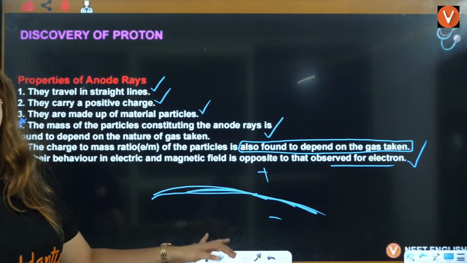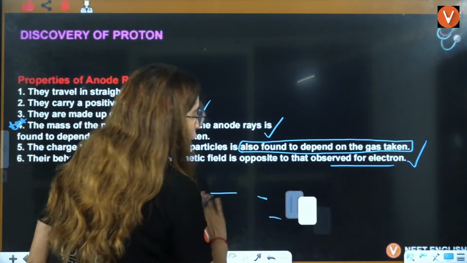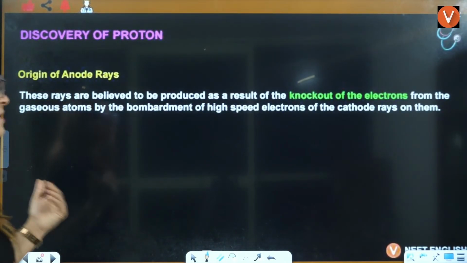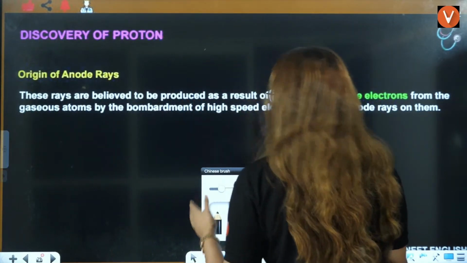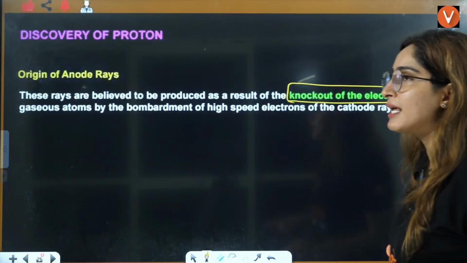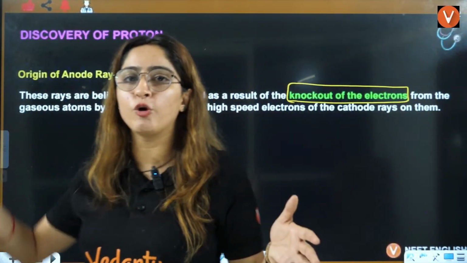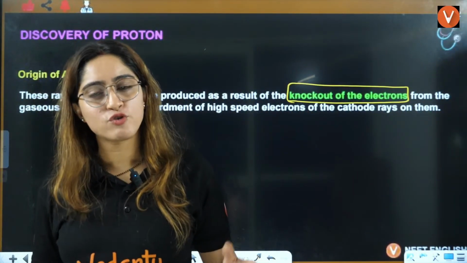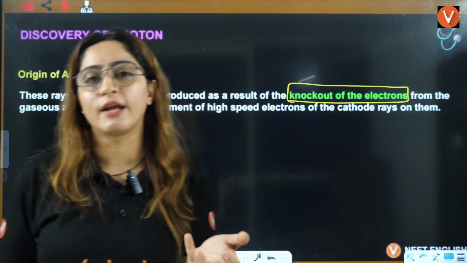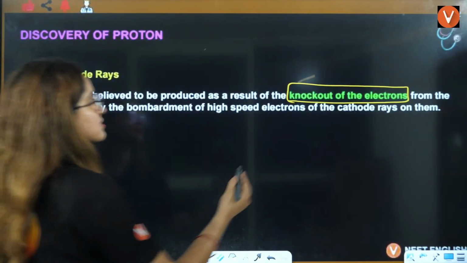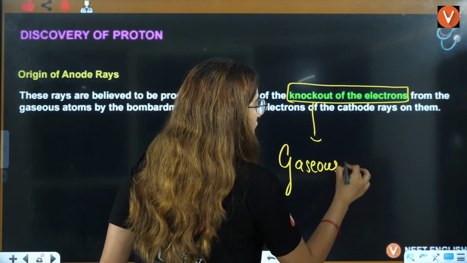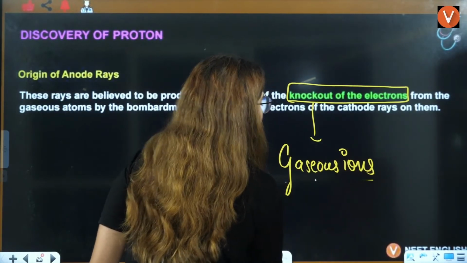Because they are positive, that's how their behavior is opposite. Okay, everyone. So this is the origin of anode rays that I told you. This is the knockout of electron, right? It's not like you are taking out proton. You are taking out electron, and after that, the left part that you have, that is your anode rays. That is the gaseous ions, right? Gaseous ions are your anode rays.